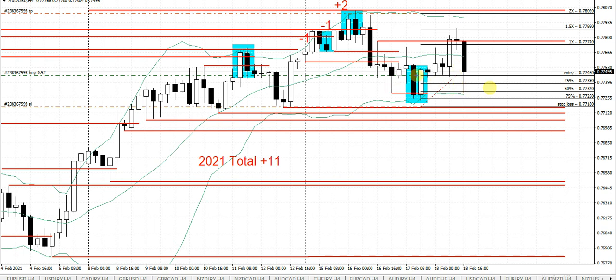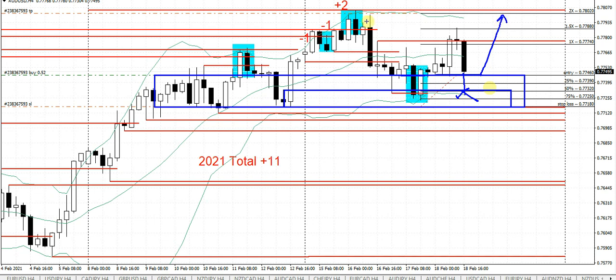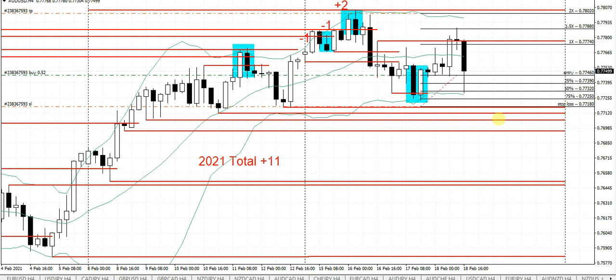Okay, and as you can see right now, we're moving back into this zone. Okay, we touch the zone and it's immediately rejected. All right, so I expect to see the push come from this area, from this consolidation zone, back to the upside and right through, or at least touching our 2 times profit.